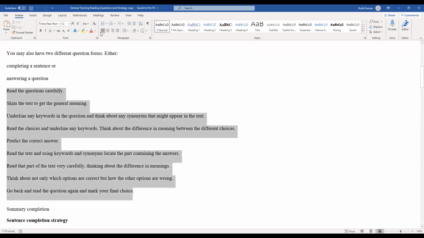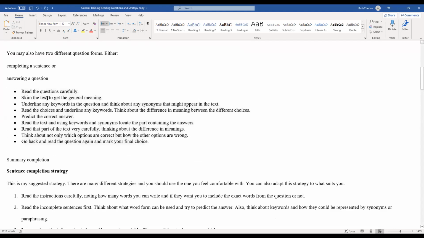Firstly, read through your questions carefully, then skim the text to get the general meaning. So first go through your question statement, then go back to the text and find the general idea. While you're skimming, you can underline the keywords. This is an optional step. Underline any keywords in the question and think of the synonyms that you might find in your passage. While skimming the text, you can choose to highlight the key information, but that's optional.